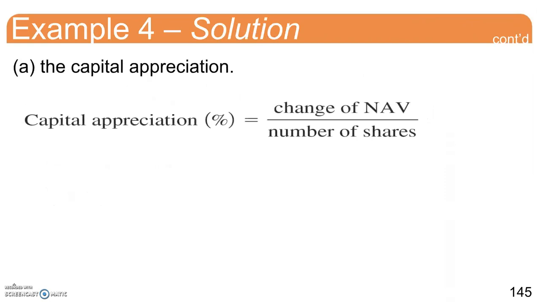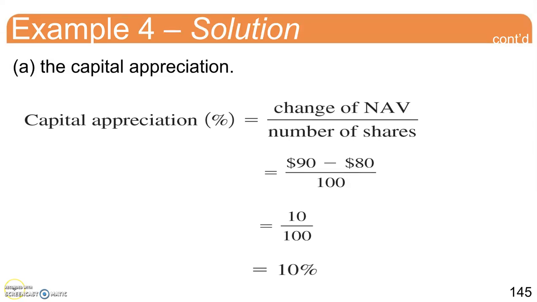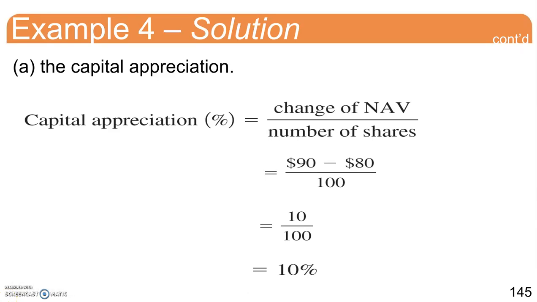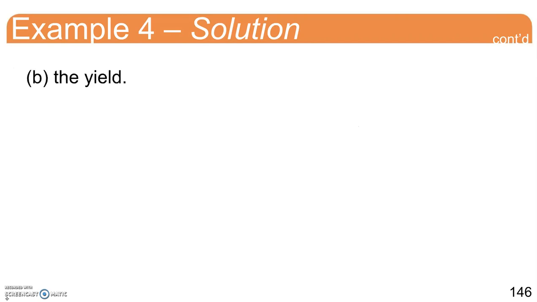So to find the capital appreciation, the formula is the change in the NAV price. So that's what you bought your mutual fund for versus what you sold them for, and then the number of shares you had. So if we bought our mutual fund for $80 and we sold them for $90 and we bought 100 of those shares, we get a 10% capital appreciation, and it's given in a percent. So here is the capital appreciation. This is the percent return on our investment, because we bought it for 80, sold it for 90, and we bought 100 shares. So we have a 10% capital appreciation.